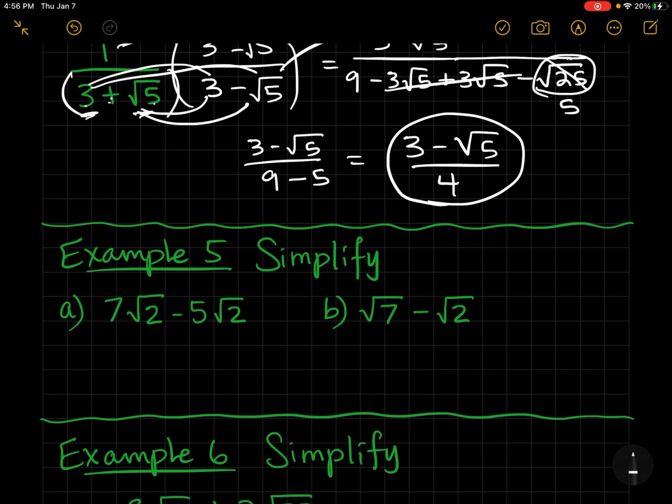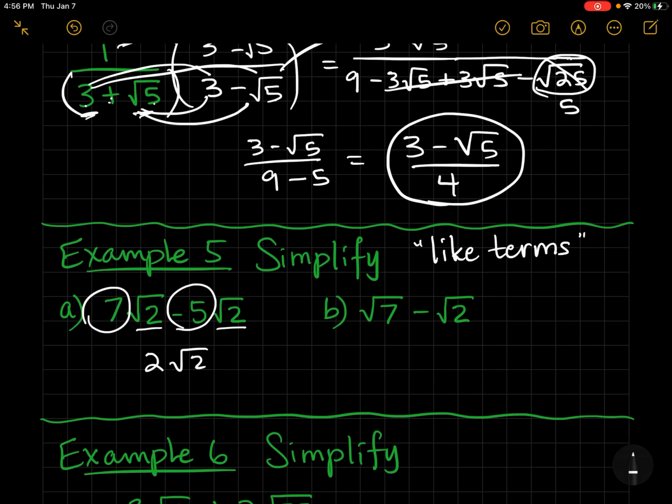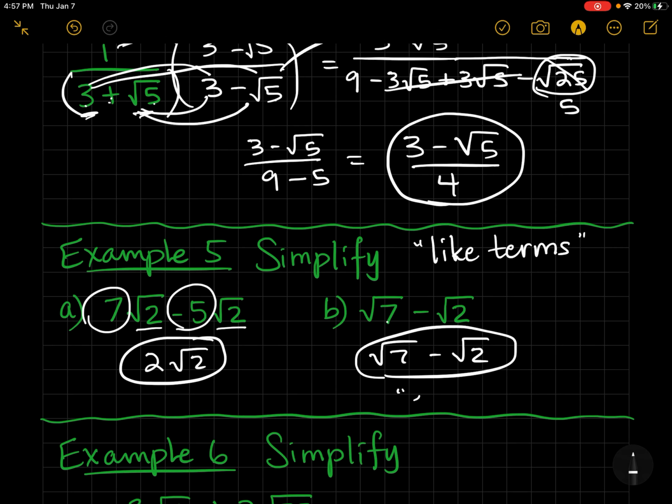Now, I want to make sure you understand with radicals that you have to have like terms, just like variables. You have to have like terms to add or subtract. So these are both radical 2's. So 7 radical 2's minus 5 radical 2's just give me 2 radical 2's. All you do is combine those like terms by simplifying the coefficients. These are not like terms, so there's nothing I can do. It's already simplified.